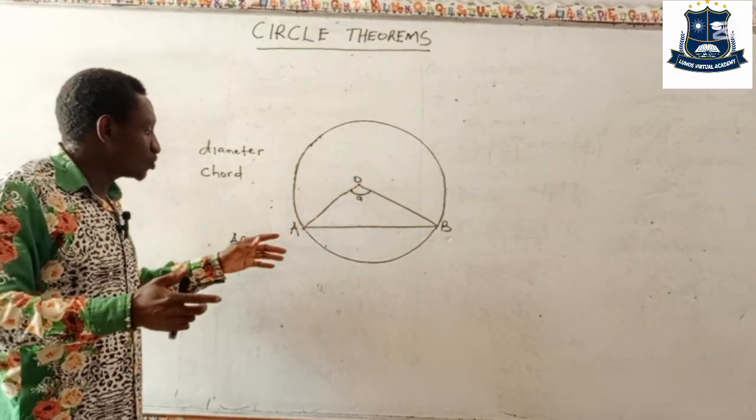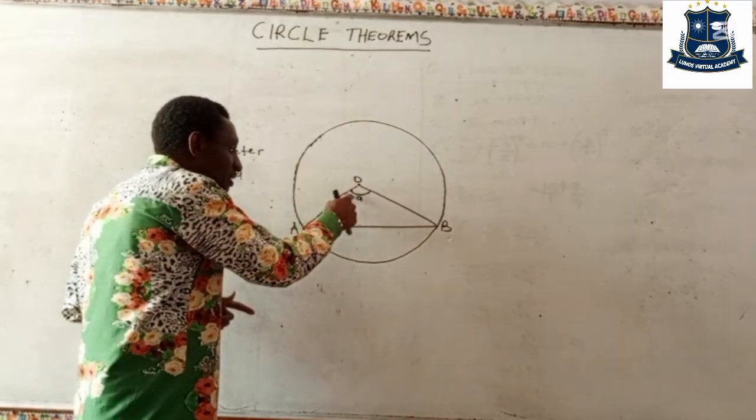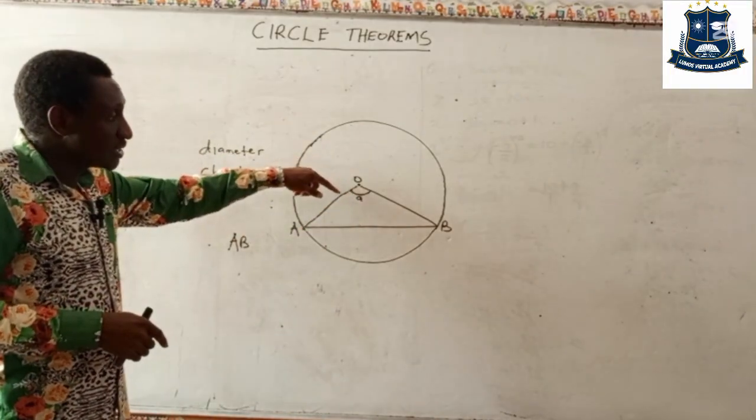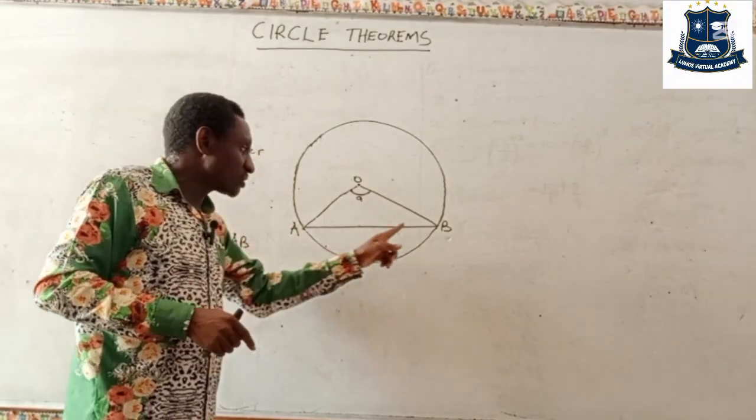So how does it form an angle? Two lines will come from the ends of the chord and meet at the center. Where they meet, that's where the angle is formed. That's an angle formed at the center. Angle formed at the center by chord AB.